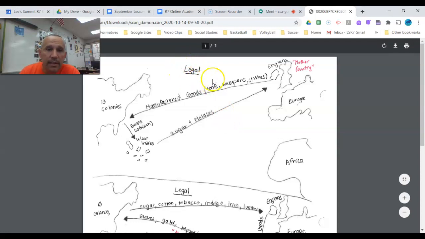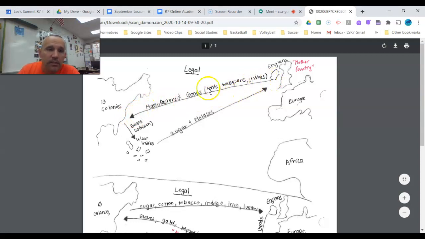The first one is a legal trade route. What makes it legal is that England, or the mother country, is involved in the trade route. You can pick any point on the trade route, so we'll just start with England, the mother country, and you'll notice that the arrow flows this way. You look at the direction of travel because of the arrowhead.